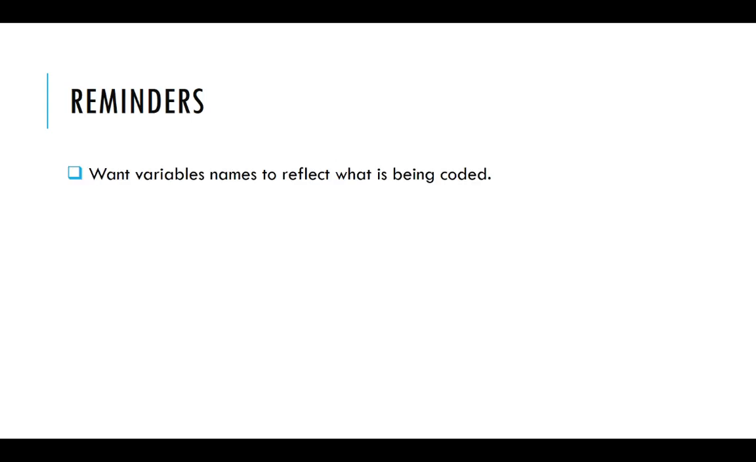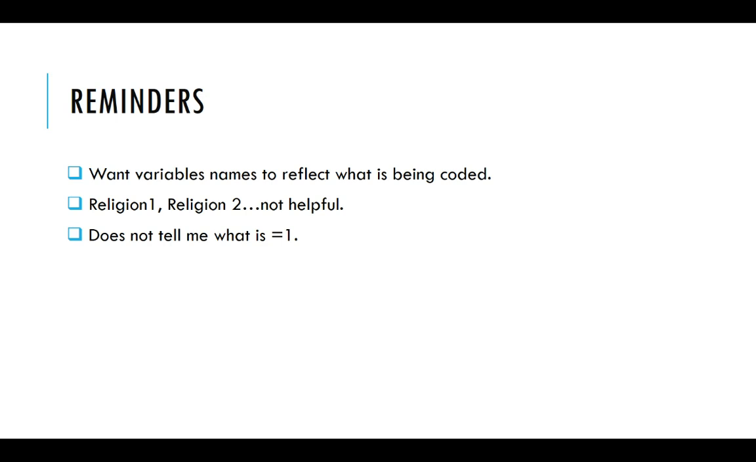Now, please remember, variable names are important. We want variable names to reflect what it is that's being coded. If you were to code something religion 1, religion 2, that's not very helpful, because the person you're passing this off to might be saying, wait, what was religion 1 again? What's religion 2? It doesn't tell me what is equal to 1. So analysts don't want to have to rely on some big list of explanations.